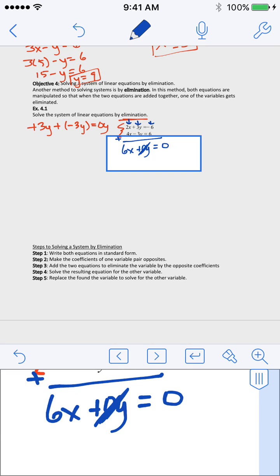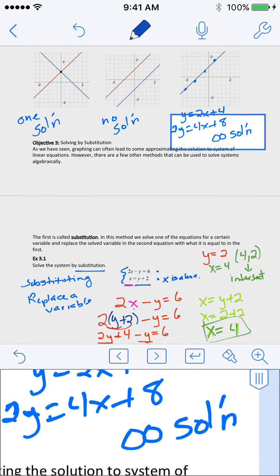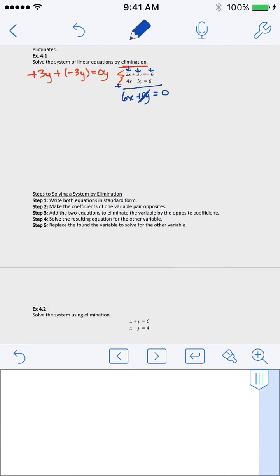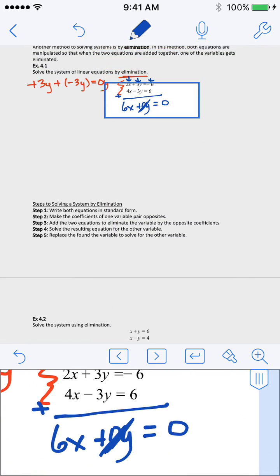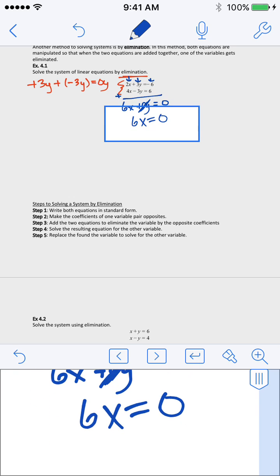We're going to talk about what happens if the whole thing cancels out. That was just a case where you had no solution, right? Where they were in fact the same equation if they cancel out like that. But here, that's just a happy solution where they both canceled out. So what we're left with is one variable, 6x is equal to 0. And again, that's our purpose, right? Whether it's substitution or elimination, you're trying to get down to one variable so you can solve that.